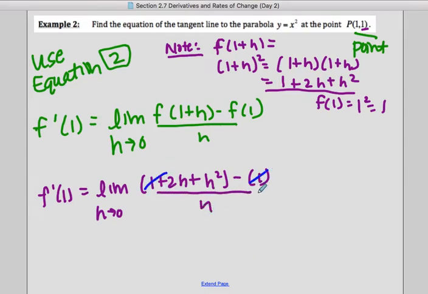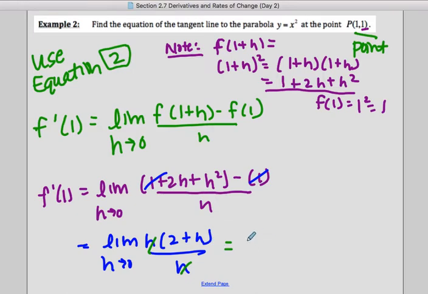My 1's cancel. I will factor out the h. Now these h's will cancel, and now I can plug in 0 for h, and I will get that it is equal to 2. Okay, so my slope, or derivative at 1, is equal to 2.